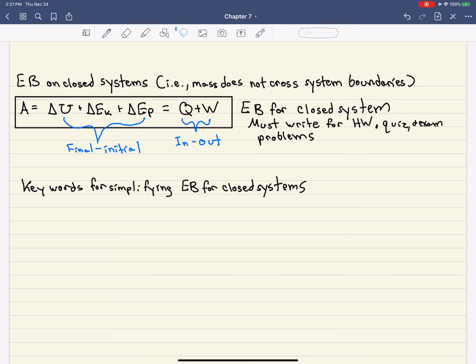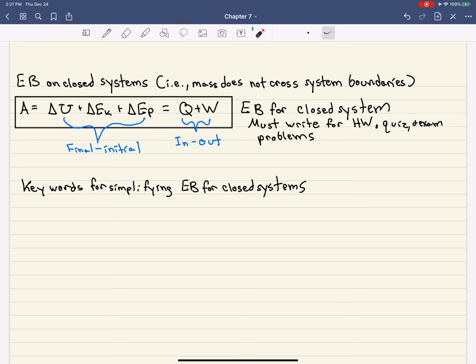So we derived the energy balance equation for closed systems, right? And all it is, we have delta U plus delta EK plus delta EP is equal to Q plus W, where on the left-hand side, all the values are their final minus the initial value states. And then on the right-hand side, we're dealing with the energy transfer terms. And so here we're looking at the input minus the output, all right?